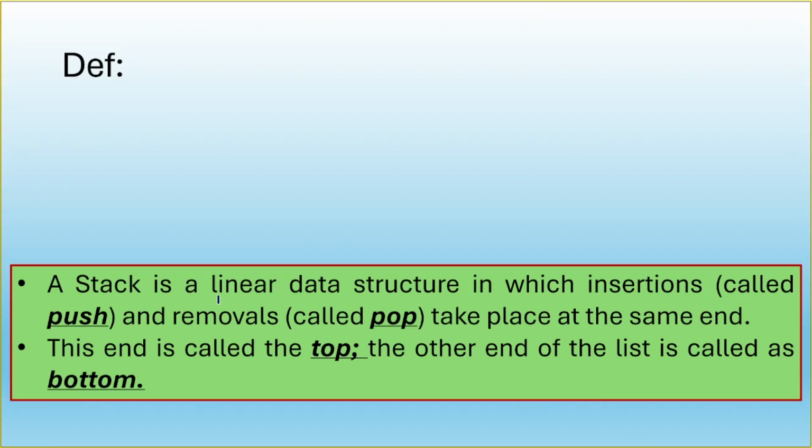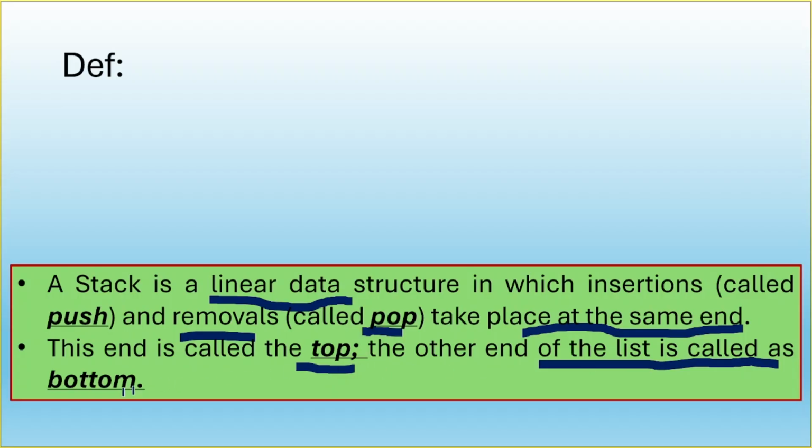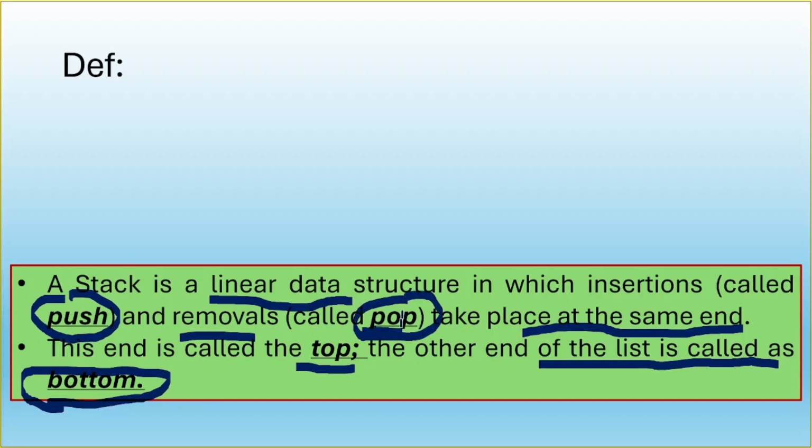Now let's talk about the definition. A stack is a linear data structure. Why linear data structure? Because arrangement is done or accessing is done one after the other in a sequential manner. So stack is a linear data structure in which insertion, which is called in technical term push, and removal, which is called in technical term pop, takes place at the same end of the stack. This end is called the top of the stack. The other end of the list is called the bottom of the stack. So all the operations, that is the pushing operation and the popping operation, both these operations we perform on the top of the stack. That is the definition.